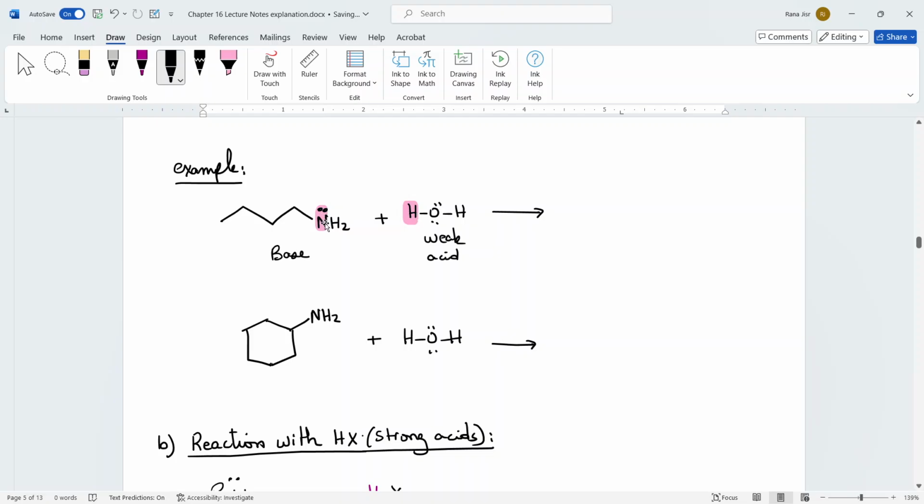So I'm making a bond between this nitrogen and this hydrogen. Now the nitrogen in my product is going to have 3 hydrogens on it. Here you go, I can write it like this. I can write it as an NH3 with a plus charge. Or I can write it as a nitrogen.